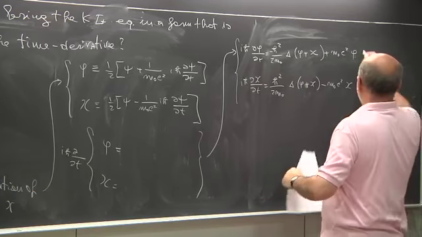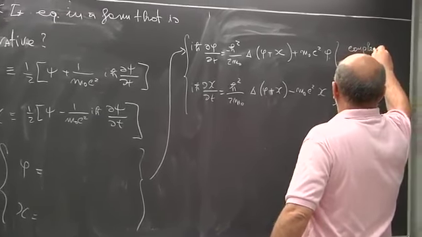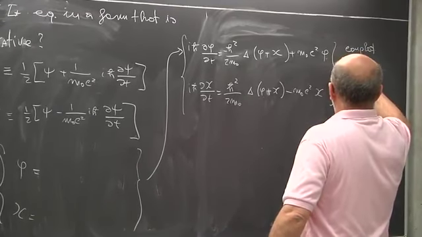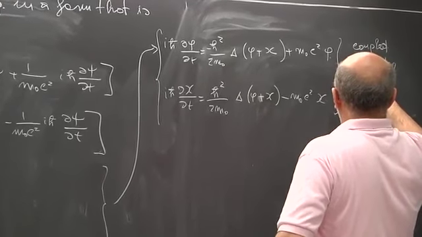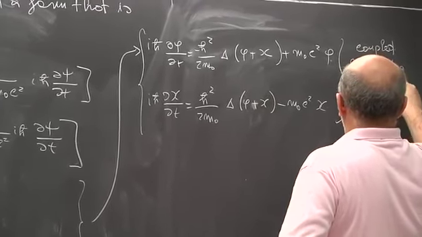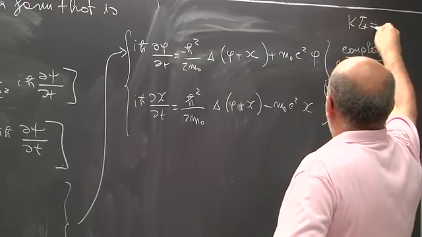So these are coupled first order equations. And they are equivalent to the Klein-Gordon.